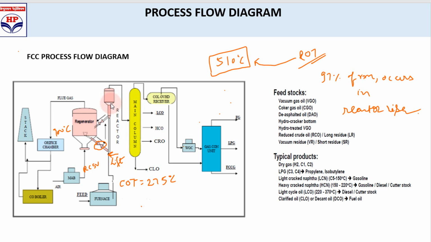Now what happens to the catalyst? The catalyst will definitely not be 100% separated in the cyclones. What will happen? It falls below into the stripper section. In the stripping section we give stripping steam, basically MP steam, to strip off the entrapped hydrocarbon, and this also goes into the main column.